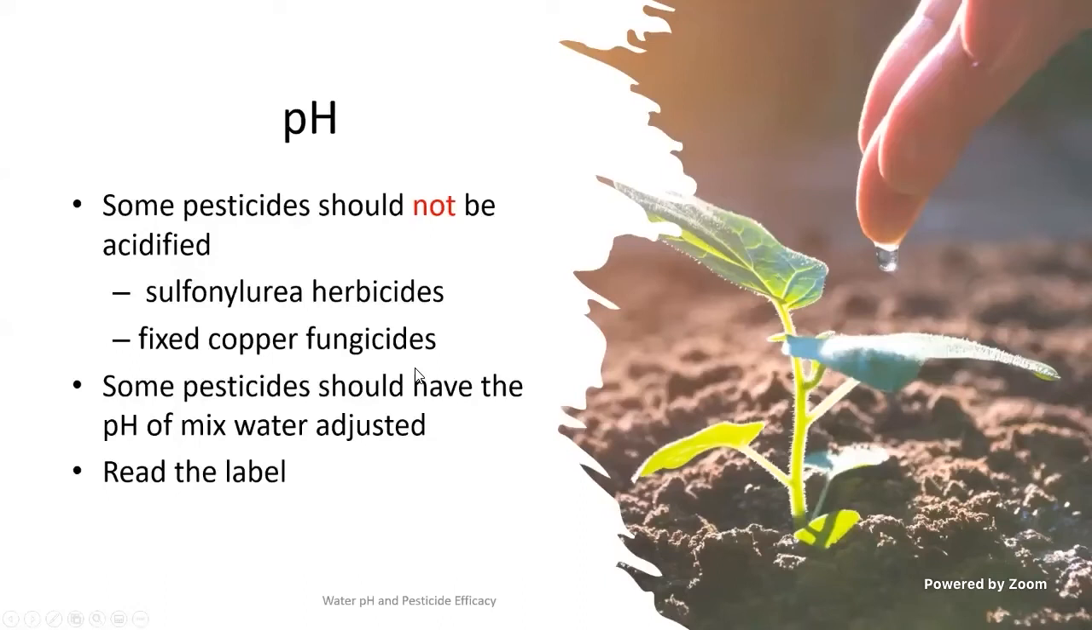A few pesticides and materials should not be acidified. For example, sulfonylurea herbicides, those that contain a fixed copper fungicides, lime and lime sulfur. These may become more soluble at a lower pH and may become phytotoxic to crops. The product label will have your directions as well.